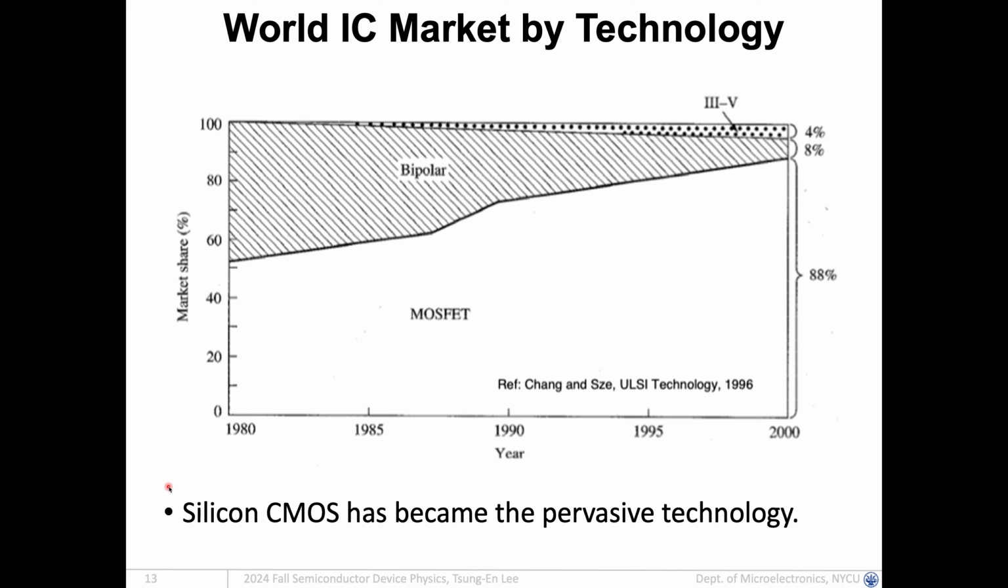As I mentioned, I use one graph to show why I would like to introduce MOSFET rather than BJT in this course: after 2000, MOSFET has dominated almost 90%, and it keeps increasing to more than 90%.